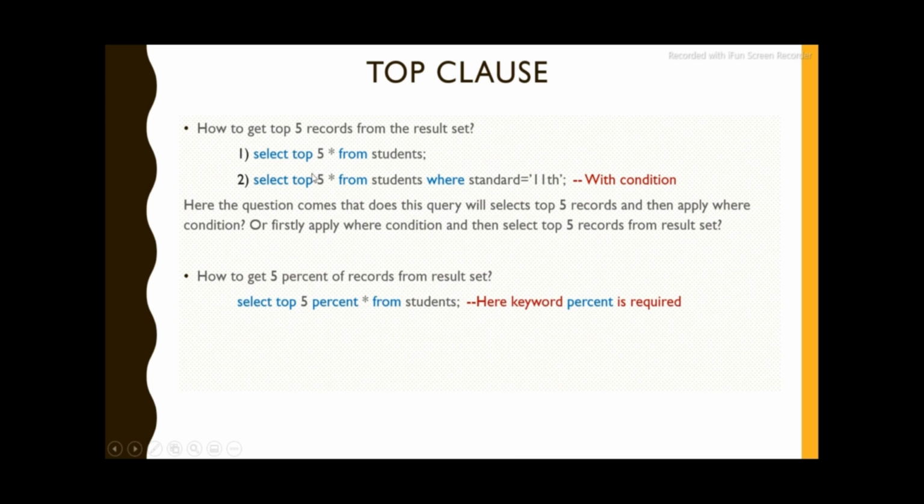So let's consider the table students. How to get the top 5 records from the result set? SELECT TOP 5 * FROM students. This query can be useful to get the top 5 records from the table students. And suppose we have to add some condition, then we can use the where clause in it. But here the question comes: does this query select the top 5 records and then apply the where condition, or first apply the where condition and then select the top 5 records from the result set? So let's see it practically in our management studio.